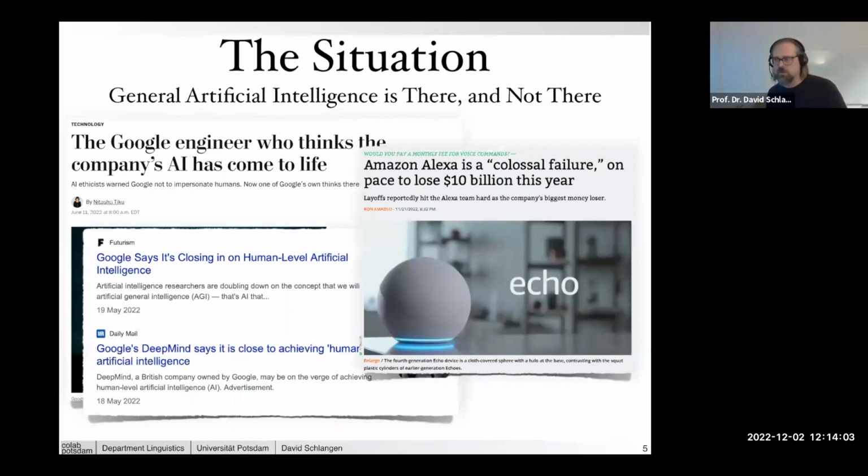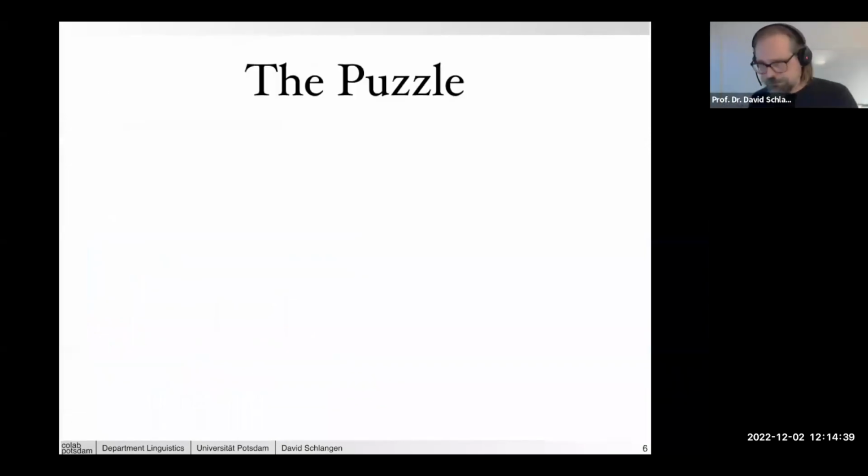At the same time, we have something like this, right? This is a very recent development. Amazon Alexa appears to be a colossal failure, on pace to lose $10 billion this year. And that's a little bit surprising, right? You would think that if general AI was there, then having intelligent agents that sit in a little sphere and can answer all your questions would be a very useful thing to have. But very clearly they're not there. So what's going on here? Is it here or is it not here?